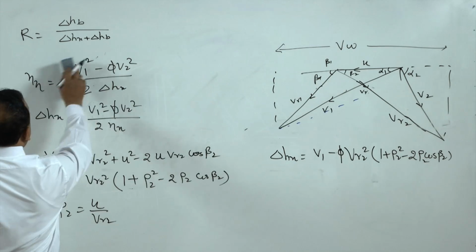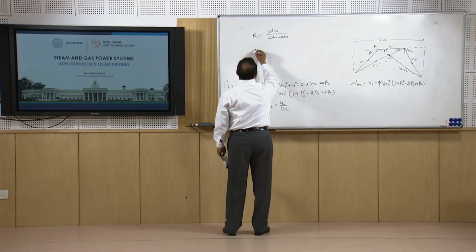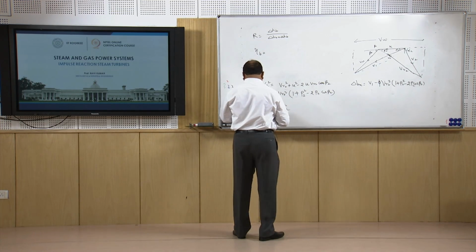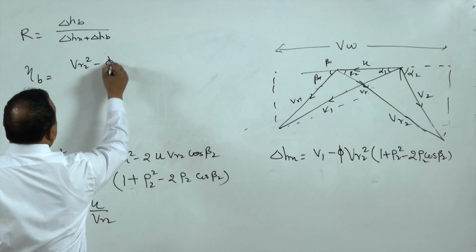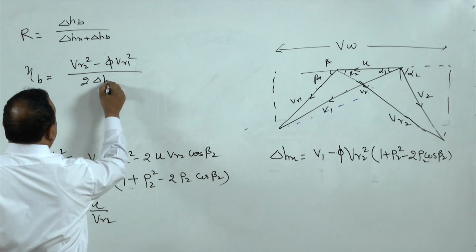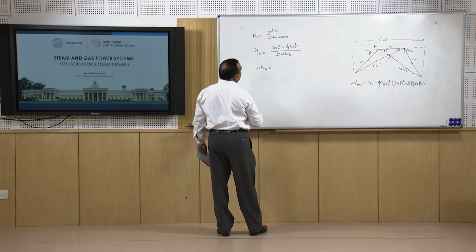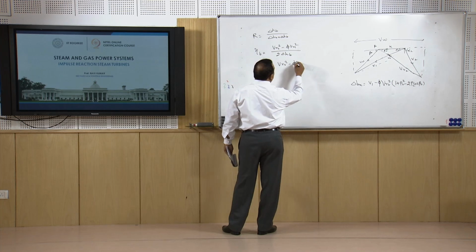So, if we write the expression for efficiency of the blades, that is going to be equal to VR2 square minus VR1 square by 2 delta HB. So, enthalpy drop in the blade is VR2 square minus VR1 square by 2 times the efficiency of the blades.